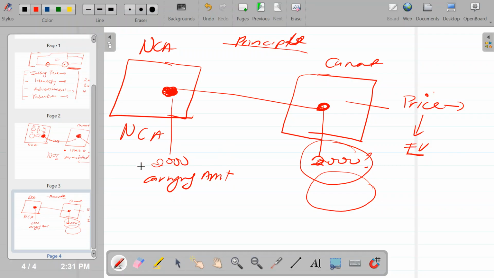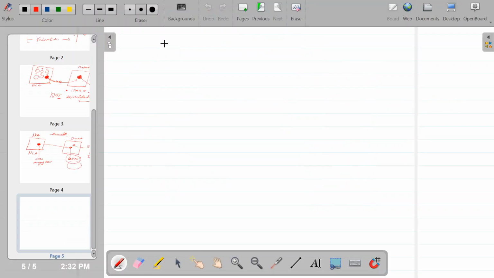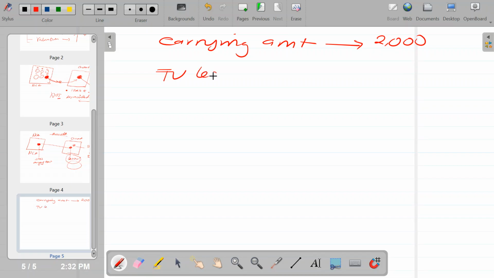The standard actually says that to determine the value of this asset under its new status, which is held for sale, first we need to know the carrying amount, the carrying amount when it was under non-current assets. Maybe the carrying amount was 2,000. Then we need to know the fair value less cost to sell.